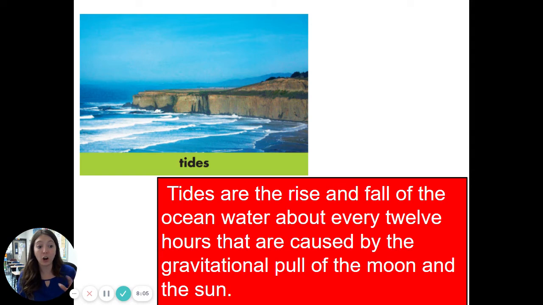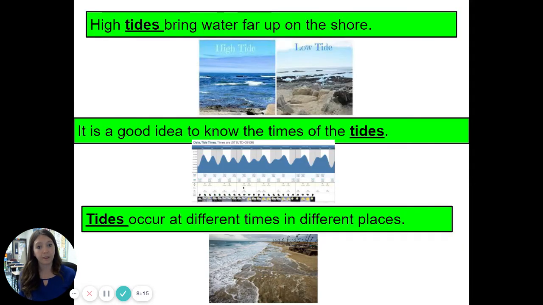They're caused by the gravitational pull of the moon and the sun. So that's what changes the tide between high tides and low tides. It's that gravitational pull of the moon and sun. Here are some examples. High tides bring water far up onto the shore. So if it's a really high tide, the water goes up really far and there's not very much sand on the beach. But if it's low tide, there's a lot of sand and not very much water. The water's pushed way far back.